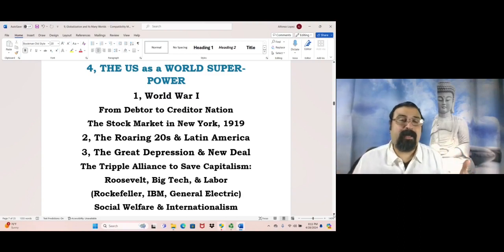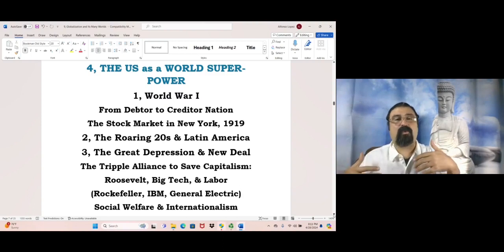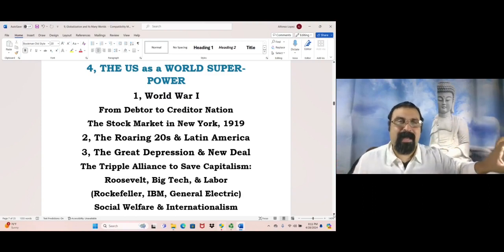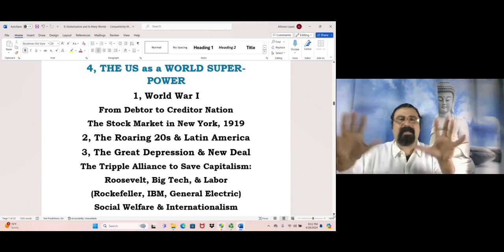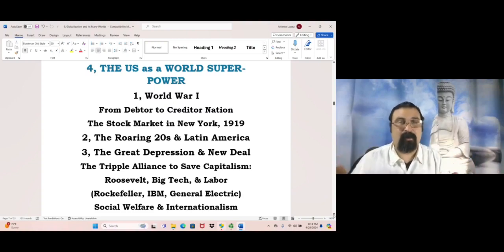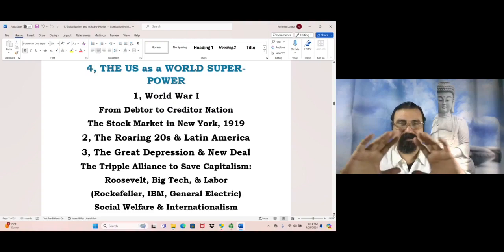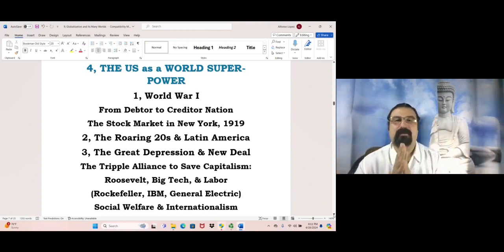So much so that in order to compensate for a fraction of that debt, the British were willing to transfer the stock market, which was centered in London, to New York in 1919. So now the United States is becoming the center of financial power in the world. Again, this is the beginning stages of that. Again, World War I really set the stage for the rise of the United States as a world superpower.